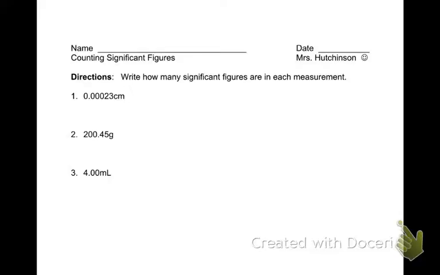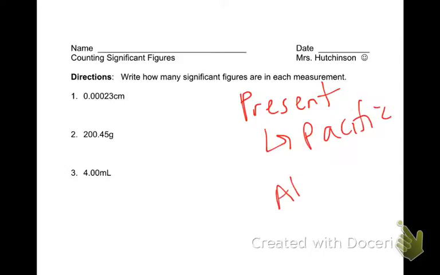So now we're going to work on our worksheet called Counting Significant Figures. I kind of mixed up what we're doing, so you want to think about and look at, does the number have a decimal? Does the number not have a decimal? If it's got a decimal, then you want to count those numbers from the Pacific side, so the decimal is present, you come from the Pacific side. Atlantic means that it's absent. So present means Pacific. Absent means Atlantic.